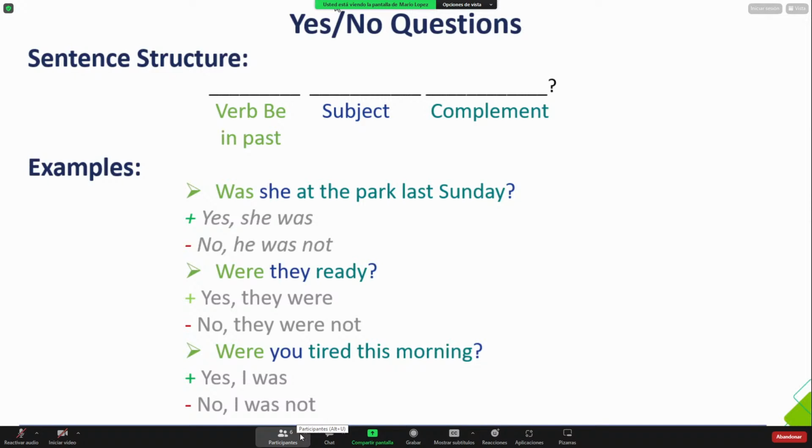Nada más, a los que están en Zoom, por favor, cerrar el microfonito para que no haya interferencia.